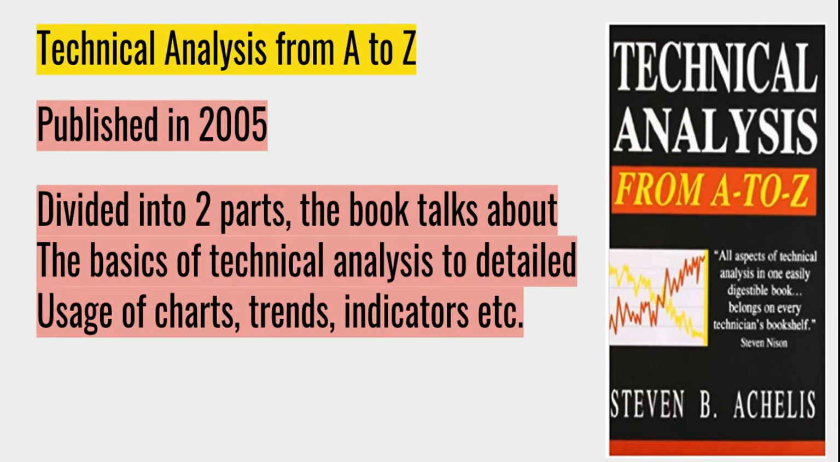Published in the year 2005, the book is written by Stephen B. Achelis. The book is priced at 395 rupees. There are around 100 technical indicators that are explained in this book one by one with the help of real life examples. So that covers the overall coverage we wanted to talk about in this video: 10 books about technical analysis.